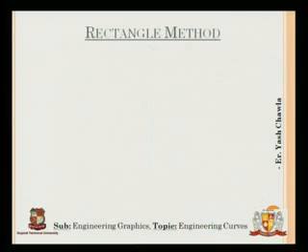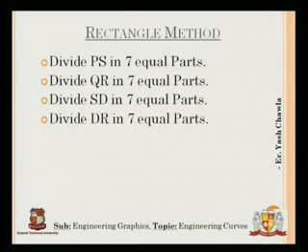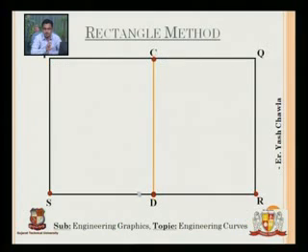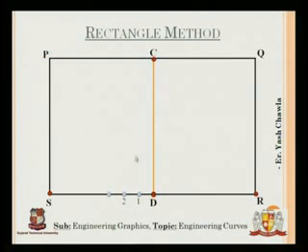The next step, we are going to divide PS, QR, SD and DR into 7 equal parts. Why is that? That we will see in the next figure. First we will divide them. First we are dividing SD, as you can see here. S and D is divided into 7 parts, 1, 2, 3, 4, 5, 6 and 7. Then we are dividing DR into 7 equal parts, 1, 2, 3, 4, 5, 6, 7. Then PS is being divided into 7 parts.